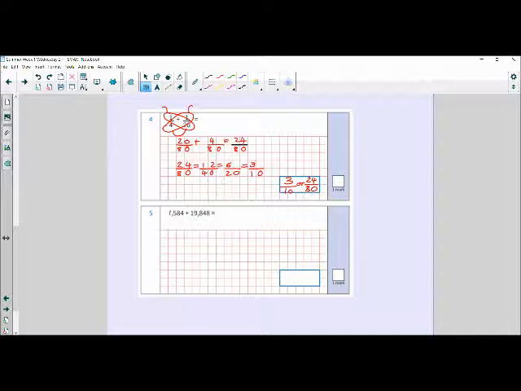Next one, what are the numbers that we're adding? 7,584 add 19,848. Good go. So, because we're adding these two numbers, what's the first thing we need to make sure we do? What method are we going to use? Column addition. Now, which number would you put at the top? It doesn't matter which number you put at the top, because with addition, either number can work.